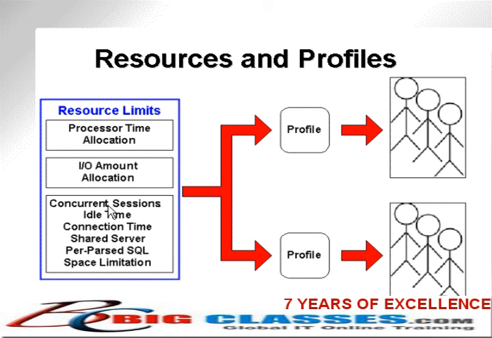A percentage of resources would be allocated to a profile as a fixed set. For instance, this profile could get 10% of CPU time, and this profile could get 90% of CPU time. This profile with 10% is allocated to these users, and this profile at 90% is allocated to these users. Therefore, these users would have 10% of the resources, and these users would have 90% of the resources.